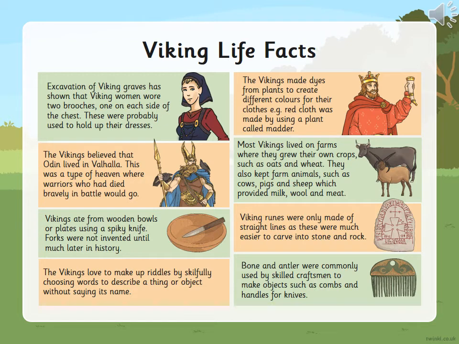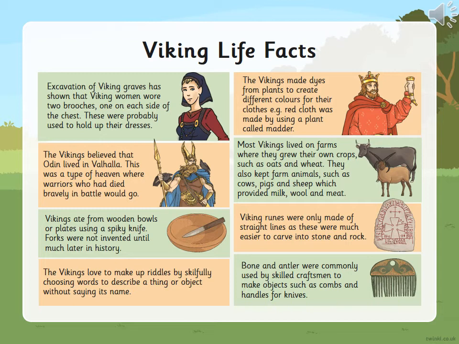Vikings ate from a wooden bowl or a plate using a spiky knife. Forks were not invented until much later in history. Vikings loved to make up riddles, skilfully choosing words to describe a thing or object without saying its name. The Vikings made dyes from plants to create different colours for their clothing, like red cloth was made by using a plant called madder.